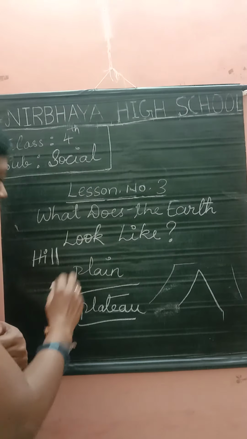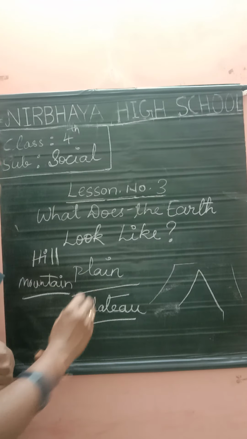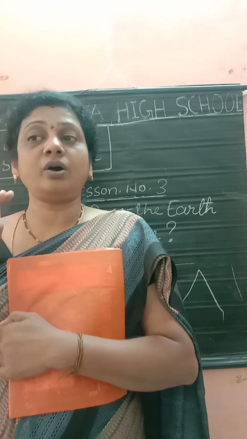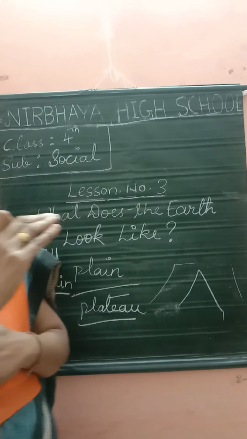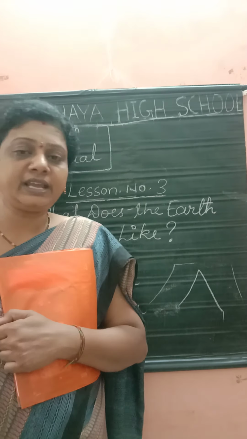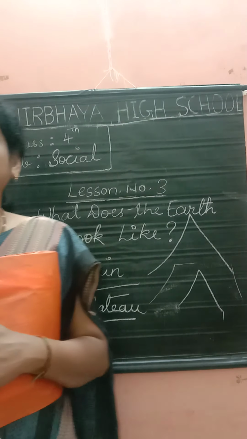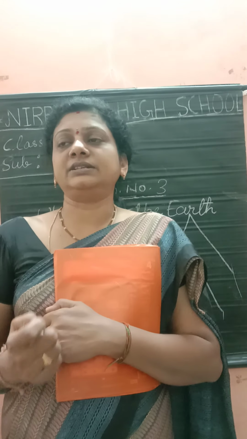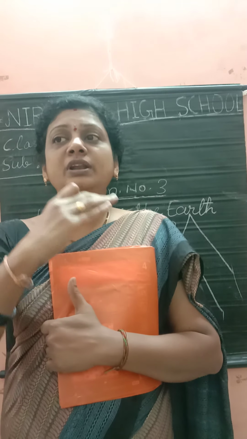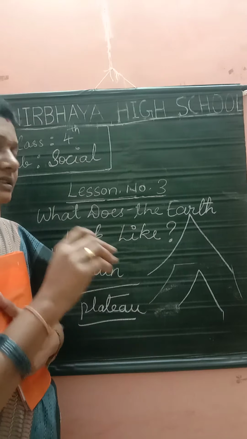The next one is mountain. A mountain is a very tall rocky area of land. It is much higher than the surrounding area. Mountains have peaks and are much taller, and they are usually steeper than the hills.